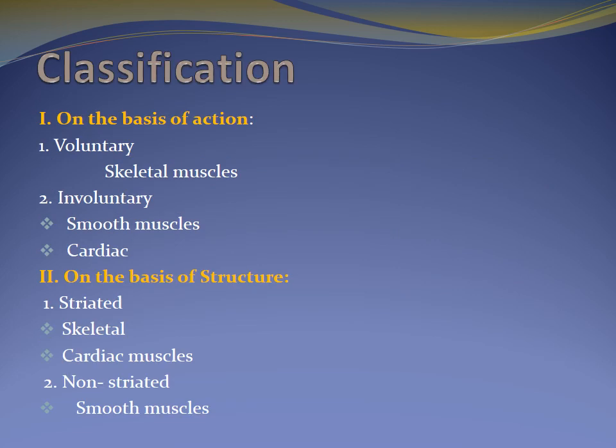The muscles are classified on the basis of the action into voluntary and involuntary muscles. The skeletal muscles are the voluntary type, whereas the smooth and the cardiac muscles are the involuntary type. And on the basis of their structure, they are classified as striated or non-striated. So the skeletal and the cardiac muscles have striations, therefore they are called striated muscles, whereas the smooth muscles are non-striated muscles.